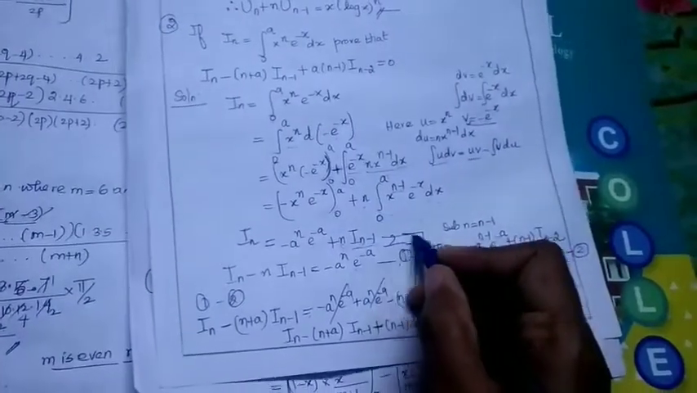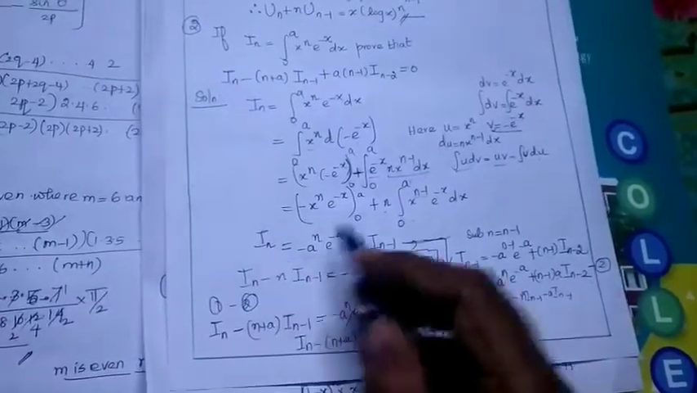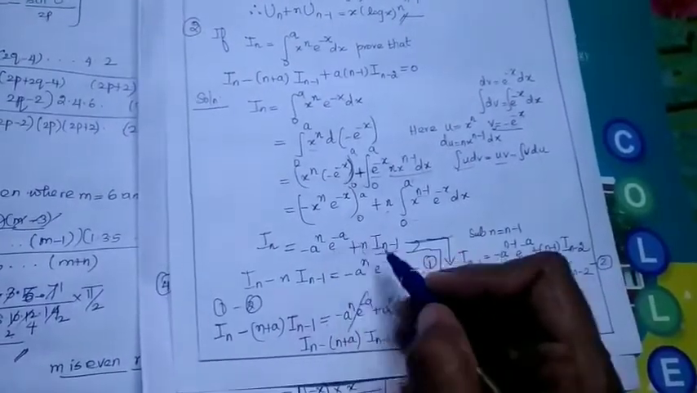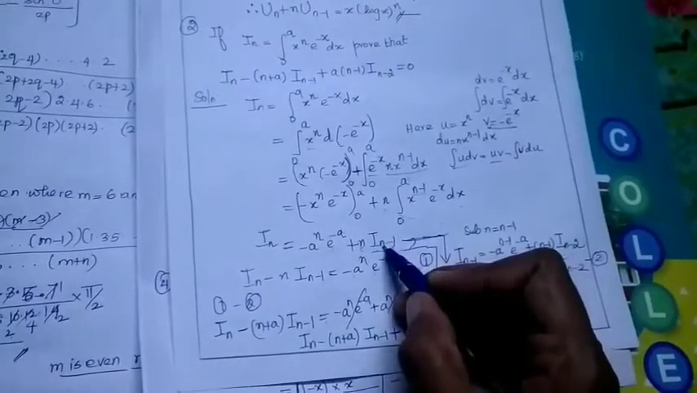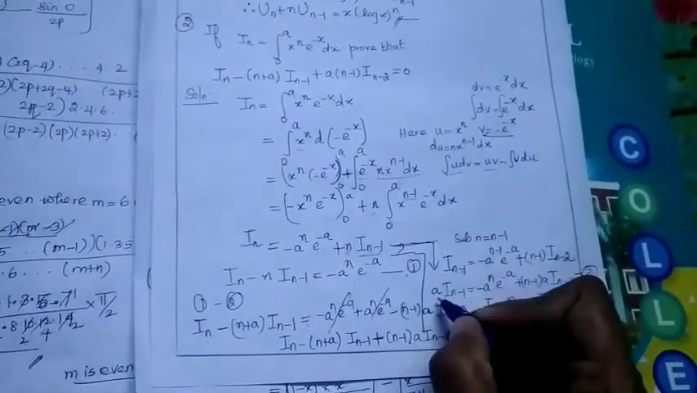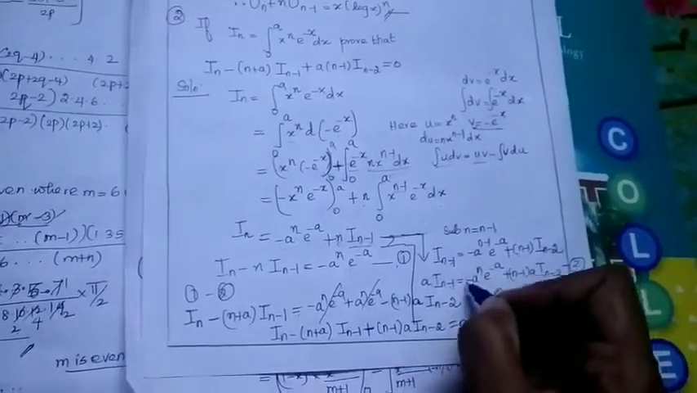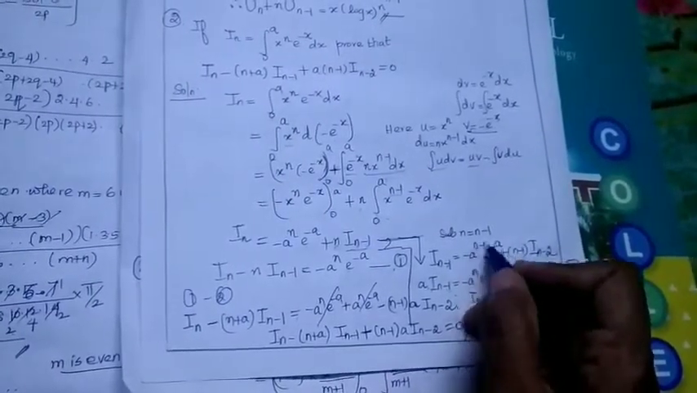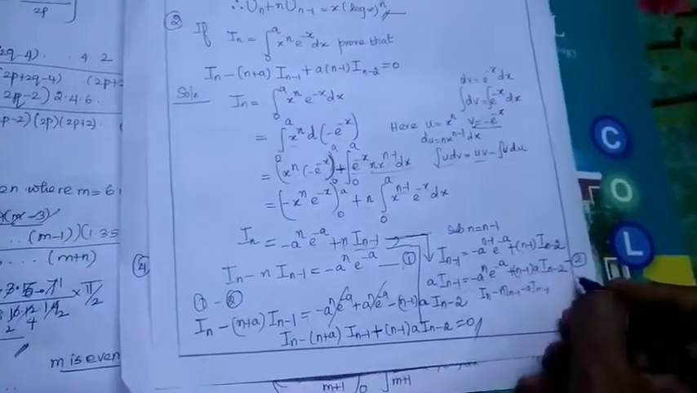Now just consider this equation and substitute n equals n-1. So I_(n-1) equals minus a^(n-1) e^(-a) plus (n-1) I_(n-2), since n-1-1 equals n-2. Now multiply by a on both sides. So minus a^n, since a^(n-1) was already there; when you multiply by a you will get a^n e^(-a), plus a(n-1) I_(n-2). Mark this as equation number 2.